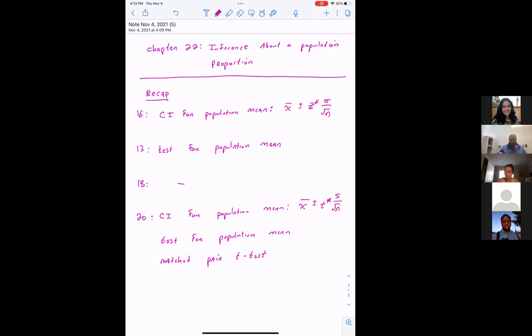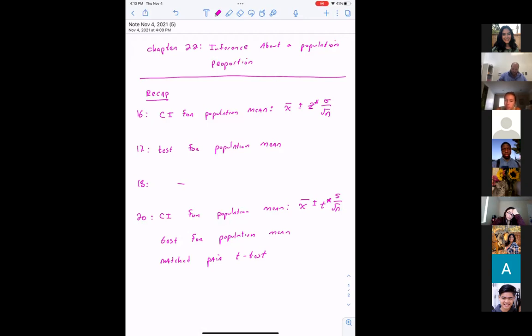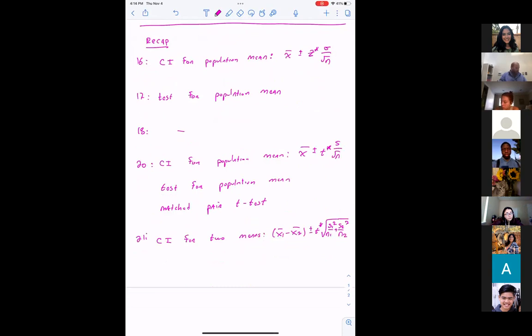And then we did 21 last time. And 21 was comparing, right? We did 21 last time? Yeah, so 21 was comparing two means. So we did a confidence interval for two means. It was x1 bar minus x2 bar plus or minus, assuming we don't know sigma, the square root of S1 squared over N1 plus S2 squared over N2. We did that last time.